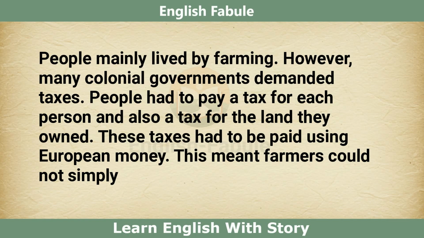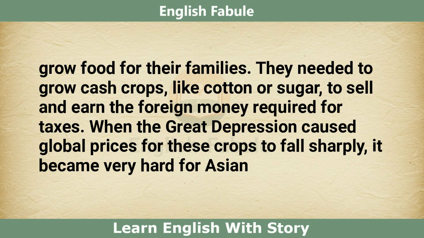However, many colonial governments demanded taxes. People had to pay a tax for each person and also a tax for the land they owned. These taxes had to be paid using European money. This meant farmers could not simply grow food for their families. They needed to grow cash crops like cotton or sugar to sell and earn the foreign money required for taxes.